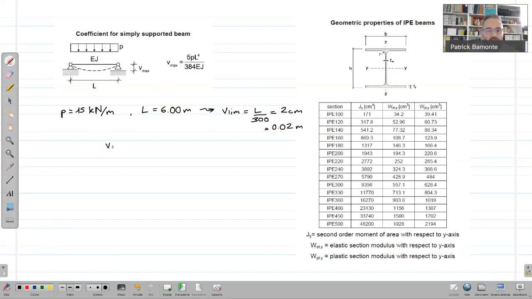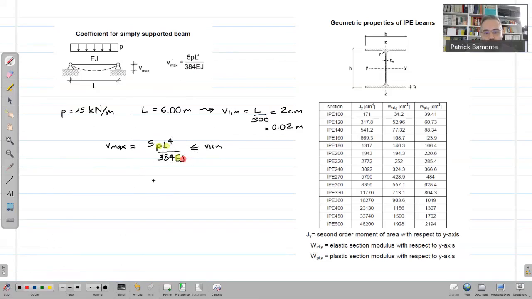How do you design the beam? You have to basically make sure that Vmax, which is given by this formula, 5PL^4 divided by 384 E times J, is lower or equal to Vlim, the limit value of the displacement. Look at this equation. There are known quantities, P, L, E. There is just one unknown quantity, J. So as we showed during the classes, you can reverse this equation.